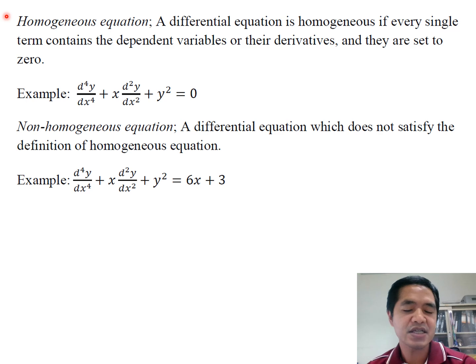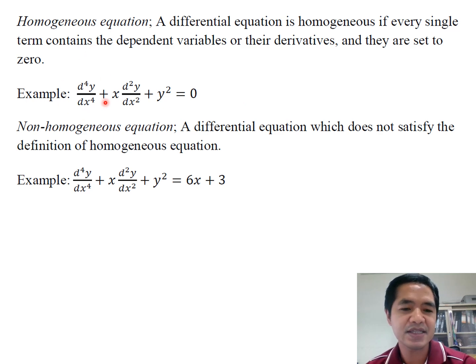Now look at the definition of homogeneous equation and non-homogeneous equation. For the homogeneous equation, a differential equation is homogeneous if every single term contains the dependent variables or their derivatives, and they are set to zero. It means every single term contains dependent variables or their derivatives, either one, and they are set to 0. That means they are equal to 0.